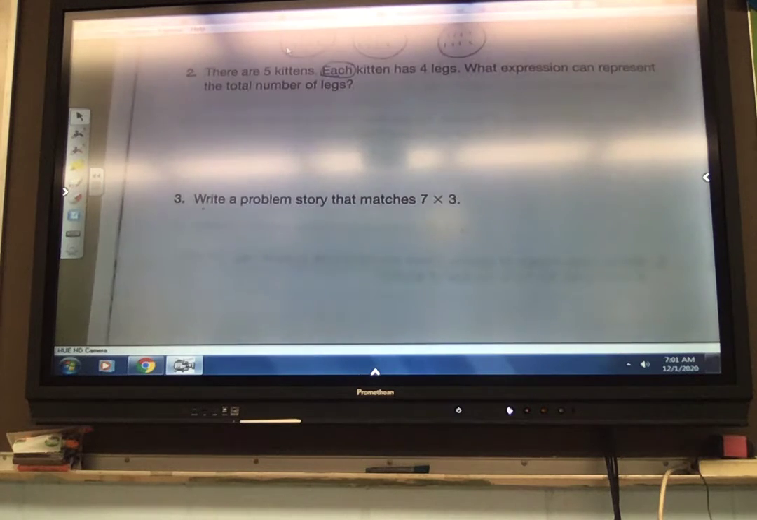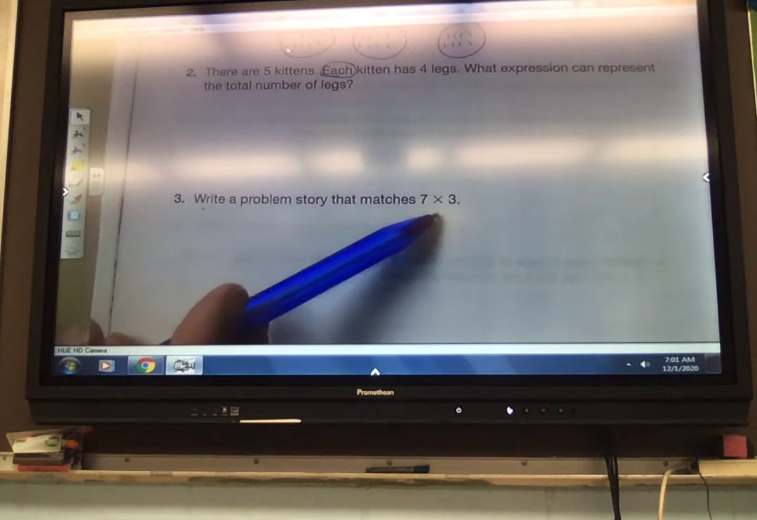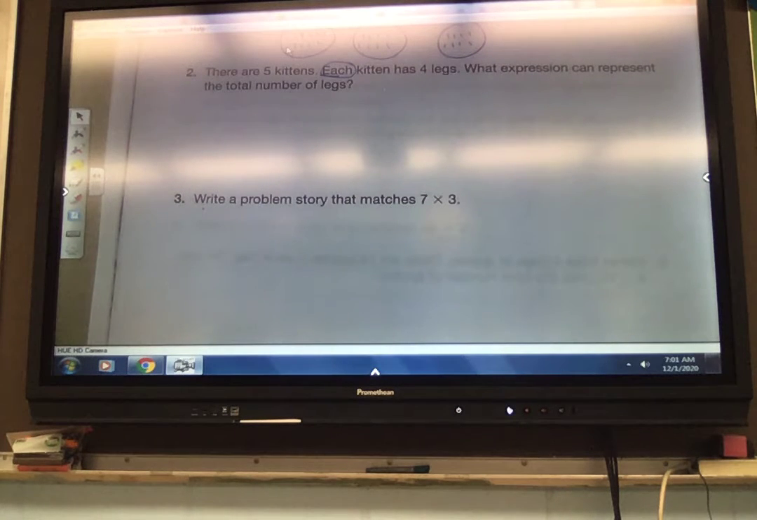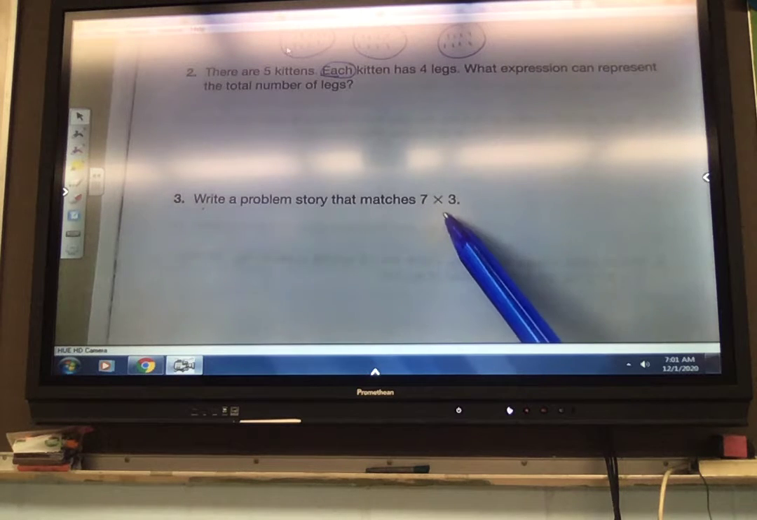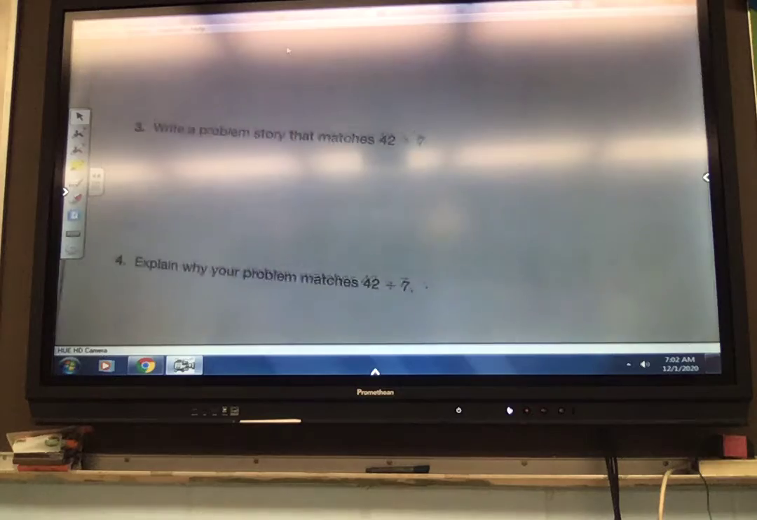Down here, when it asks you to write a problem story that matches, make sure that you're doing a story that has equal groups, like I baked 7 cookies. Each cookie has 3 chocolate chips. How many chocolate chips are there in all? Or I have 7 puppies. Each puppy has 3 spots or 3 toys. How many toys do they have in all? Something like that, where you have equal groups of something. And it's always good to use that word each. All right, let's go to the next page, which is CC3.